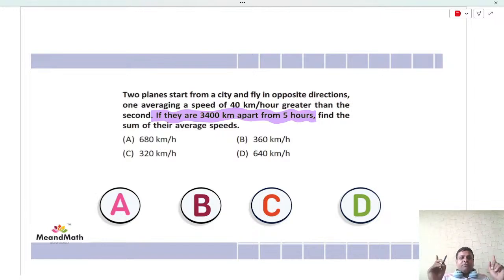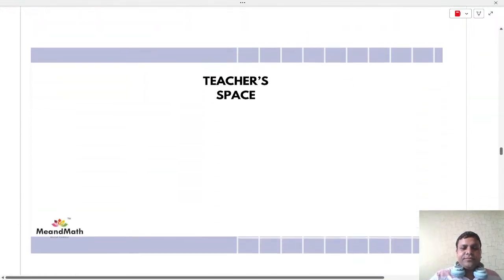They are 3400 kilometers apart, which means they move 3400 kilometers in 5 hours. Okay, so just look at the solution.